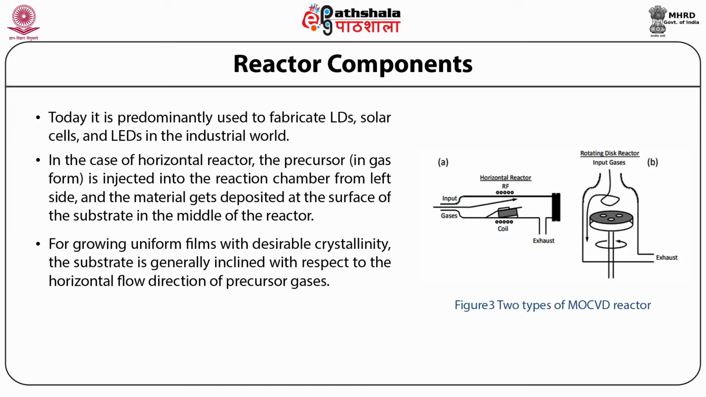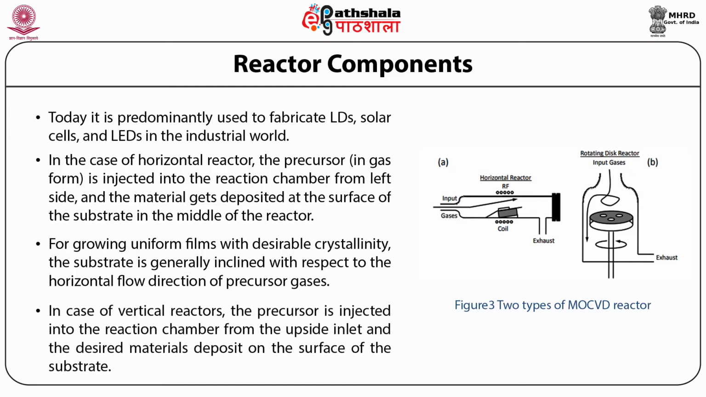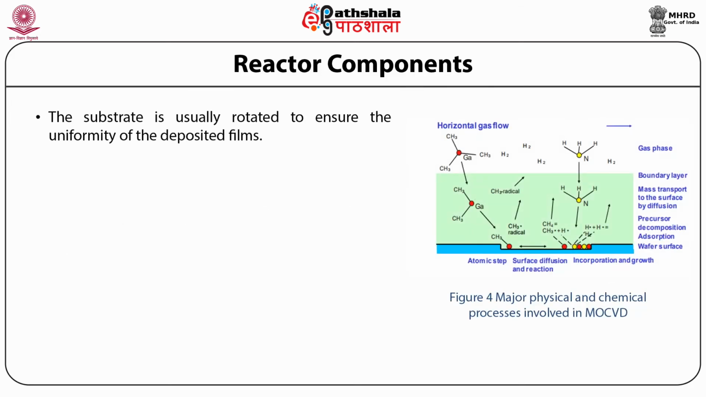the precursor gases. In the case of vertical reactors, the precursor is injected into the reaction chamber from the upside inlet and the desired material is deposited on the surface of the substrate. The substrate is usually rotated to ensure the uniformity of the deposited films. The gaseous phase in both reactors is removed from the reaction chamber by the carrier gas from the exhaust.